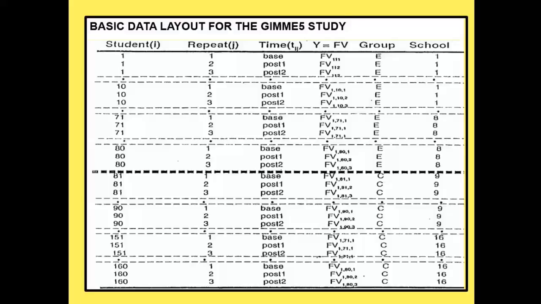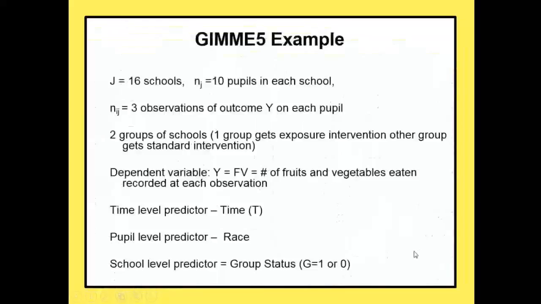Should the cluster be the group? Probably not, because it doesn't make sense to say everybody in the same group is correlated, because there are different schools and all of that. But there is some issue about what the cluster is in any case. This is the data layout, and that's what the data looks like. I've got 8 schools per group, 3 observations on each subject, and these are the 10 subjects within school 1, these are the 10 subjects within school 8, and so on. That's the data layout.